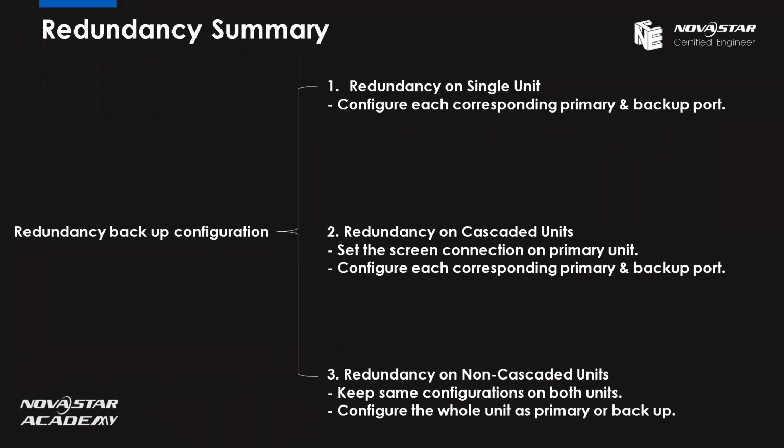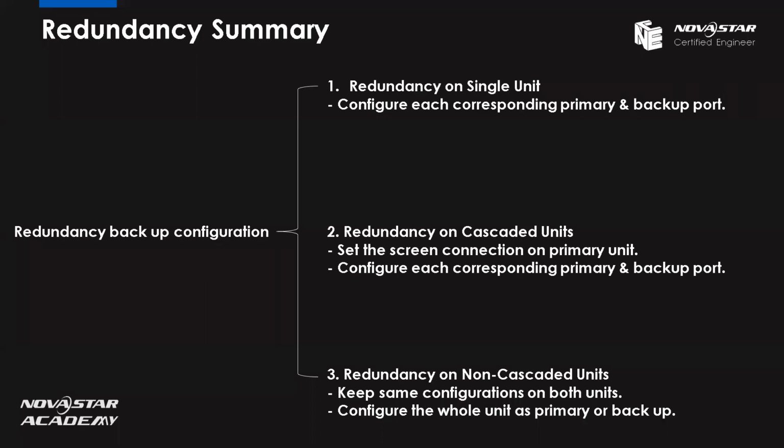And the second one is the redundancy on cascaded units. That means we don't have any available ports on the controller, so we have to add one more controller to do the redundancy. The first thing we have to notice is to set the screen connection on the primary port, primary unit, primary controller only, and then configure each corresponding primary and backup port, just like the first way.